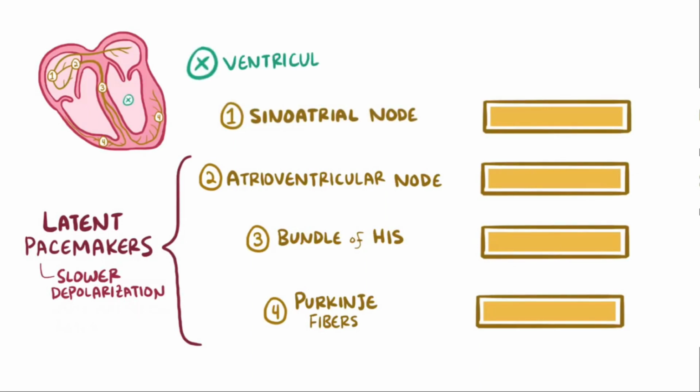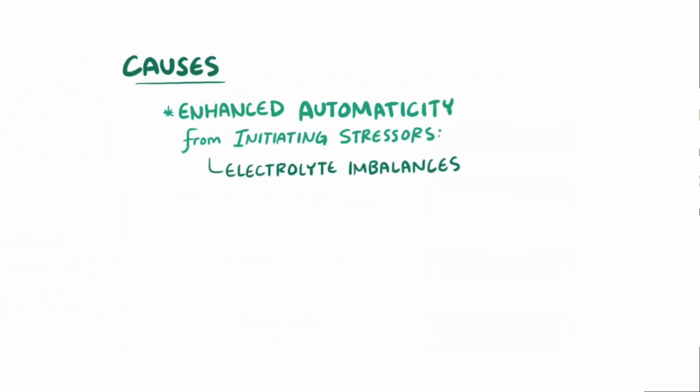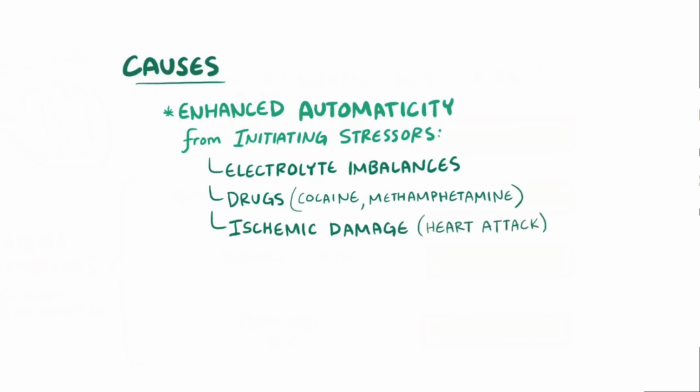Now though, let's say you have a ventricular ectopic focus somewhere in the ventricles, which is a cell or area of tissue that sends off an early depolarization wave, before even the SA node gets to fire. This is what leads to a premature ventricular contraction, or PVC. One cause of a latent pacemaker cell or cardiac muscle cell depolarizing early is that it gets enhanced automaticity, which might result from irritating stressors like electrolyte imbalances, drugs like cocaine or methamphetamines, ischemic damage like a heart attack, or anything that increases sympathetic activity, like anxiety.